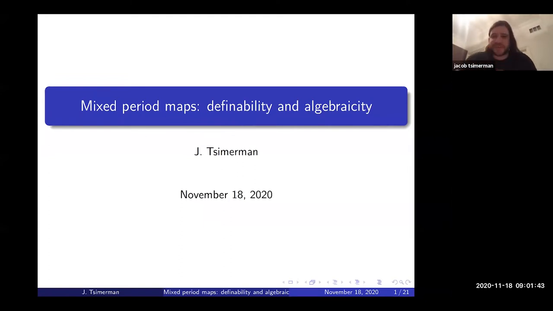So today I want to continue along the same theme as yesterday. Instead of talking about the pure case, I want to explore the mixed case a little bit and describe what the story looks like there, both from a definability perspective, which Bruno said some stuff about, and also from the algebraicity and quasi-productivity perspective. So in the pure case, we have the Griffiths conjecture, the image of pure period maps is quasi-projective, and I want to describe what happens in the mixed setting.